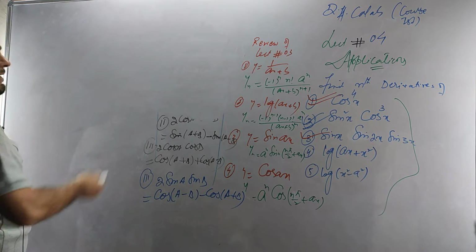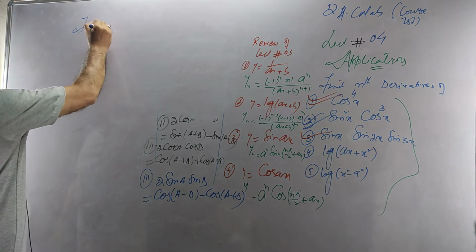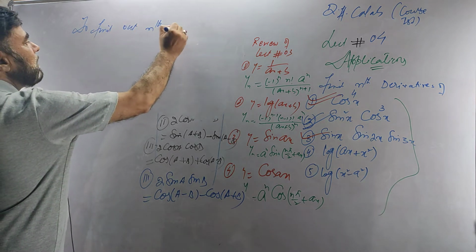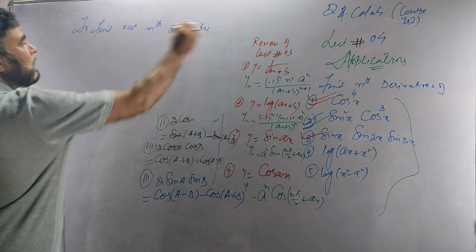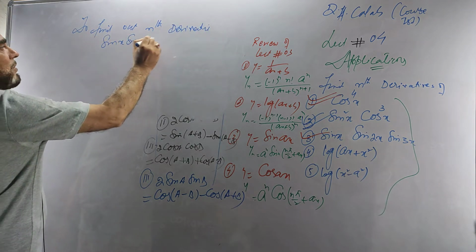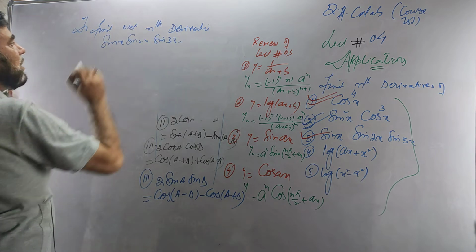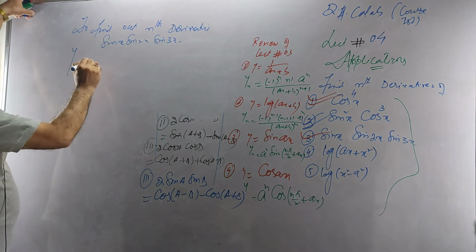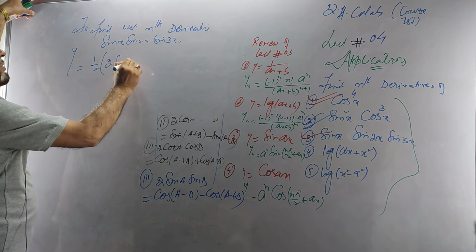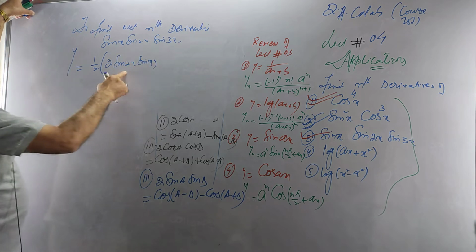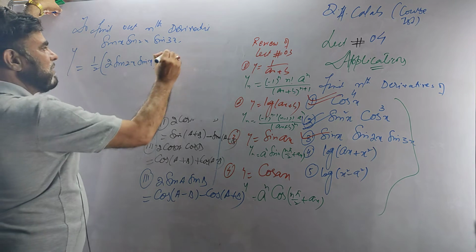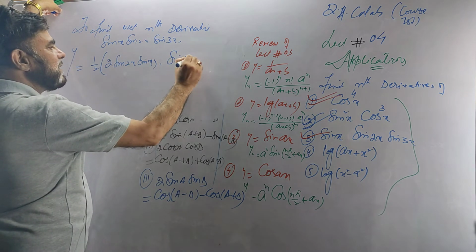How do we find the nth derivative to find out the nth derivative for sin x, sin 2x, sin 3x? How do I go? I will write y is equal to 1 by 2 here, twice sin 2x sin x. I took first the larger angle, not necessarily; you can take sin x sin 2x, you can also do it that way. It is sin 3x.